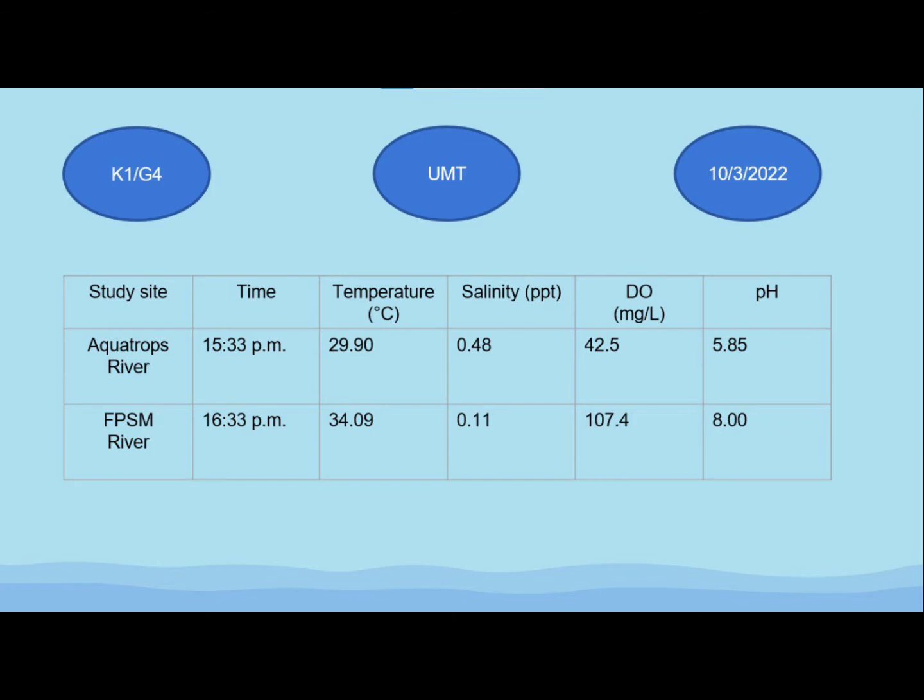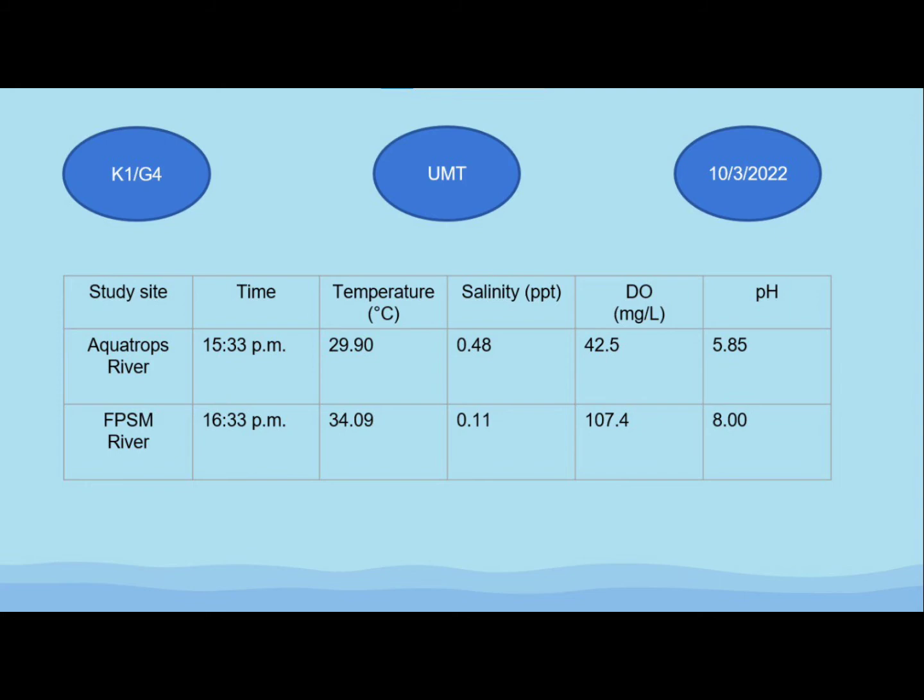Next, for the FPSM River, the time is 1633. The temperature we got is 34.09 degrees Celsius, the salinity we got is 0.11 ppt, and the dissolved oxygen is 107.4 mg per L, and the pH for the FPSM River is 8.